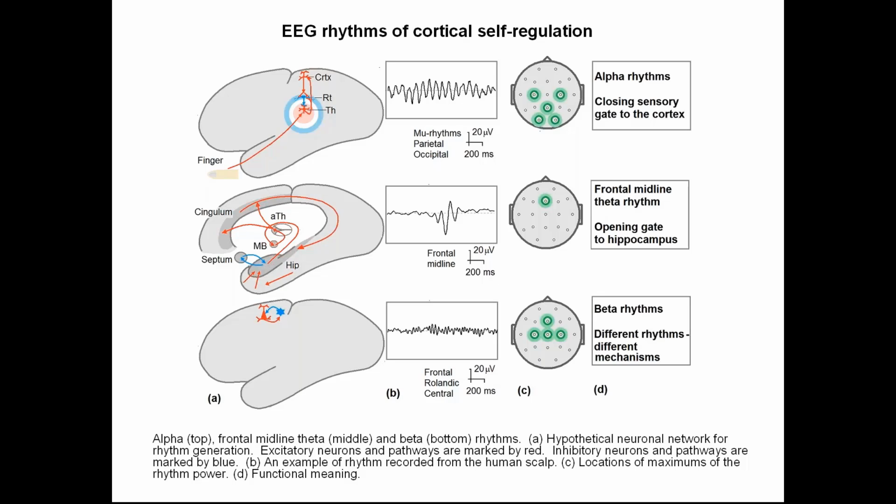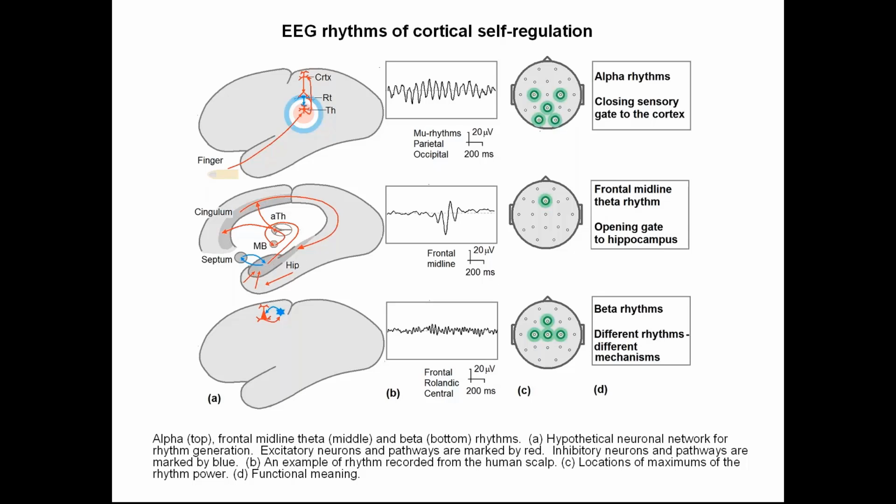And the rhythm, the frontal midline theta rhythm, the only theta rhythm in the healthy brain, appears in bursts, quite short bursts, and from the functional meaning, it opens the gates to the hippocampus. Then we also had beta rhythm. There is a family of beta rhythms, and different beta rhythms reflect different mechanisms.